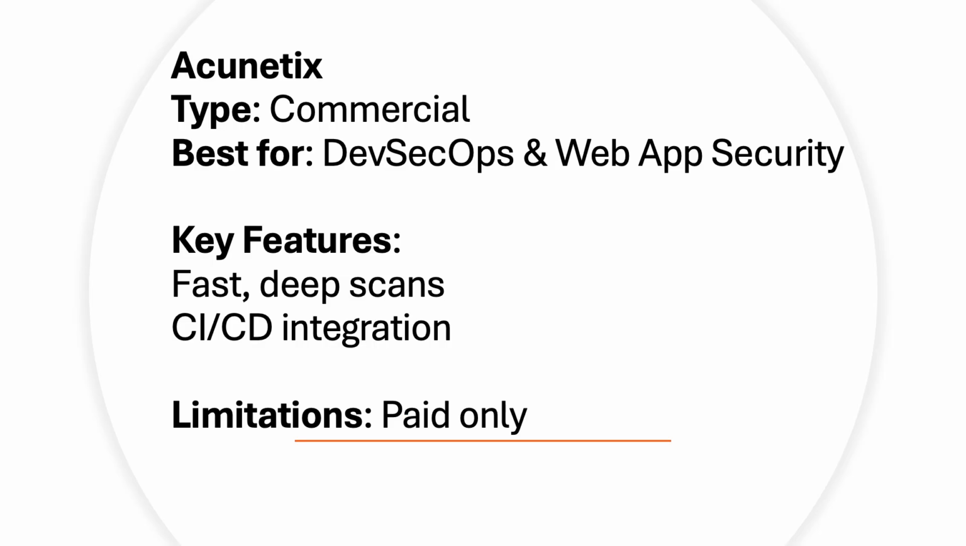Next is Acunetix. It's a commercial scanner focused entirely on web apps. It can detect things like SQL injection, XSS, and other OWASP Top 10 vulnerabilities. It's fast, accurate, and integrates well with DevOps pipelines.